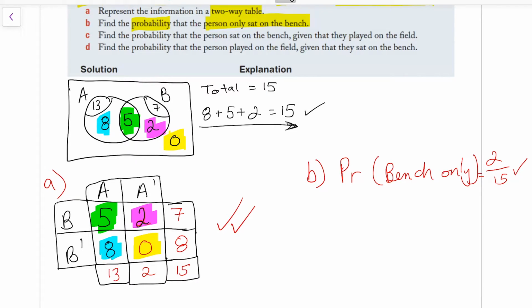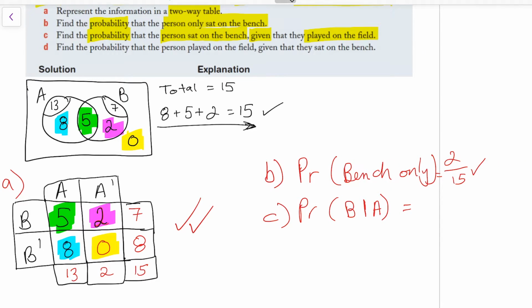Good. All right. Then for C, find the probability that the person sat on the bench, given that they played on the field. There's my word given. All right, so here's the notation. What's the probability the person sat on the bench? The person sat on the bench, that was represented by the B. Given, there's my line, straight up and down. So it's probability of B given A.